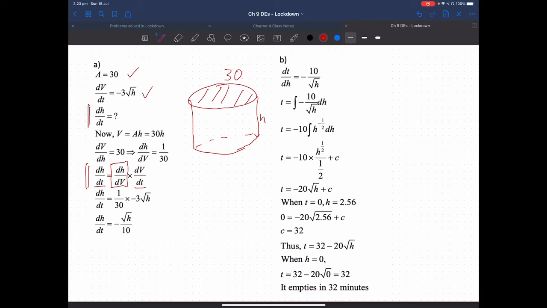The volume of a regular prism is equal to the area of the cross section times its height. The area of the cross section we were told was 30, so we know volume is equal to 30h. We now have a relationship between V and h. So differentiating that with respect to h, dV/dh is equal to 30. We need dh/dV, so taking the reciprocal of both sides, dh/dV is equal to 1 over 30.